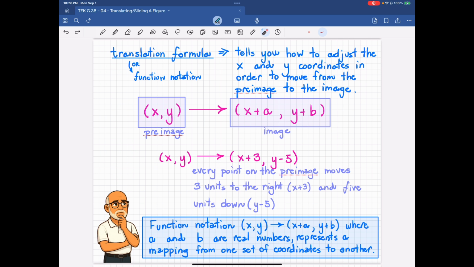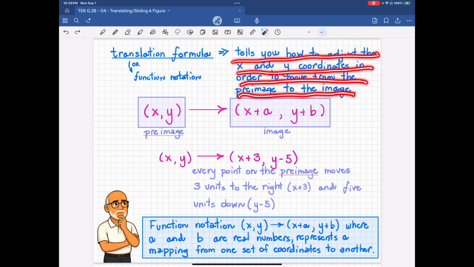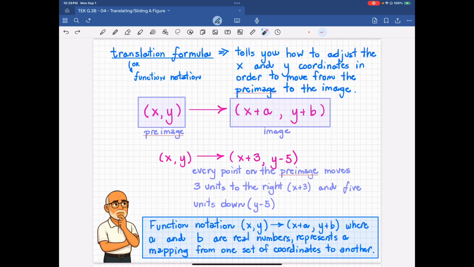Let's talk about a translation formula. Another name for translation formula is a function notation. And it tells you how to adjust the X and the Y coordinates in order to move from the pre-image to the image. So these are the marching orders for each one of those points in our pre-image, telling it where you go up and where you go over. How many do you go up or down? How many do you go back and forth? And the formula looks like this.